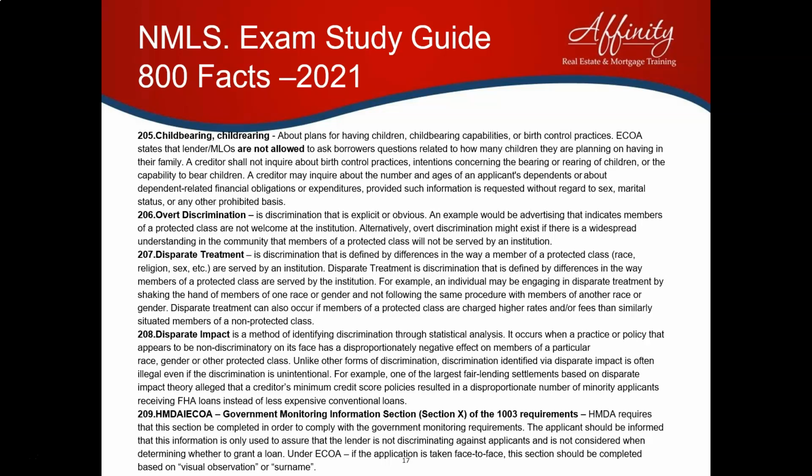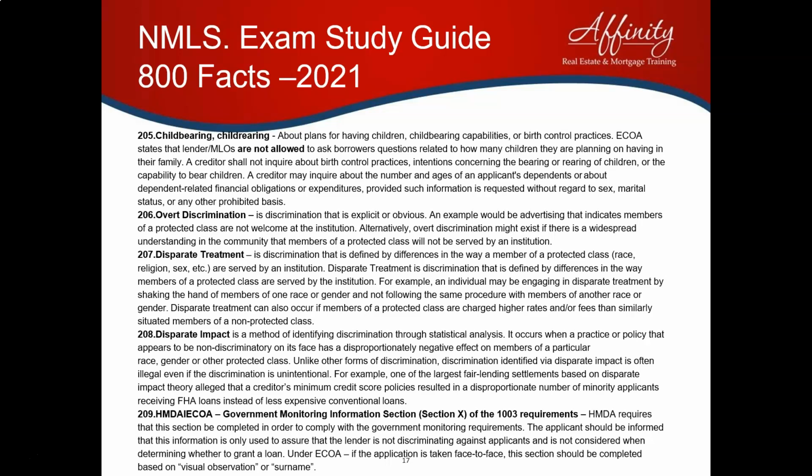For example, one of the largest fair lending settlements based on disparate impact theory alleged that a creditor's minimum credit score policies resulted in a disproportionate number of minority applicants receiving FHA loans instead of less expensive conventional loans.